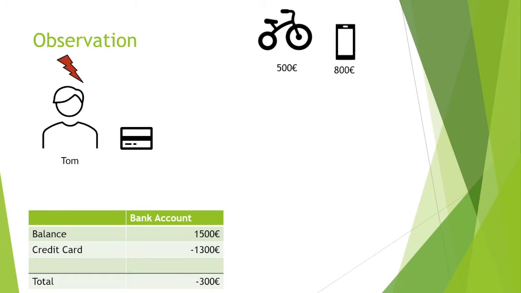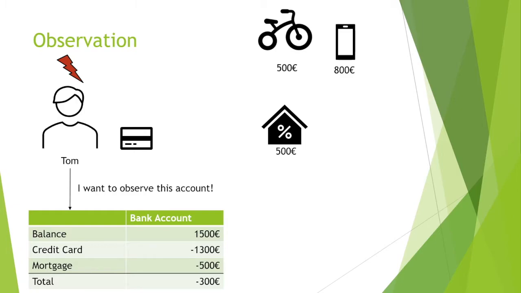How could this have happened? What Tom forgot was that today his mortgage would be withdrawn from his bank account. And since Tom didn't check his bank account during shopping, he didn't see that he didn't have enough money left for all his purchases. With observation, that wouldn't have happened.